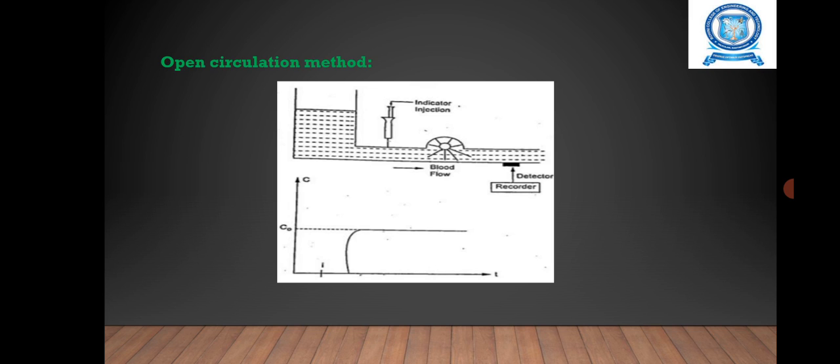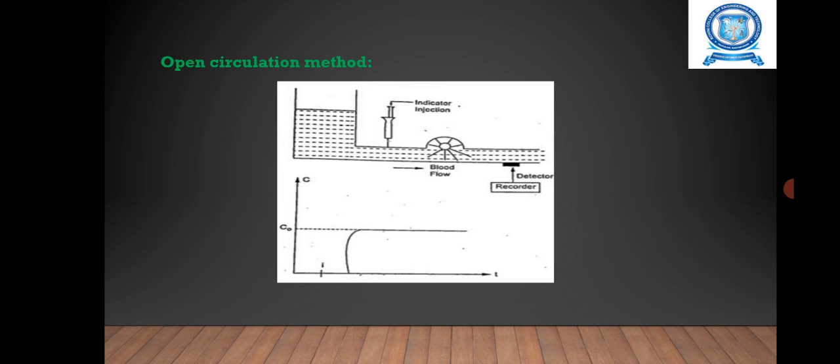A detector measures the concentration downstream from the injection point. The output of the detector is connected to the recorder, and a certain time after the injection the concentration of the indicator increases. Finally it reaches a constant value C0 milligrams per liter.